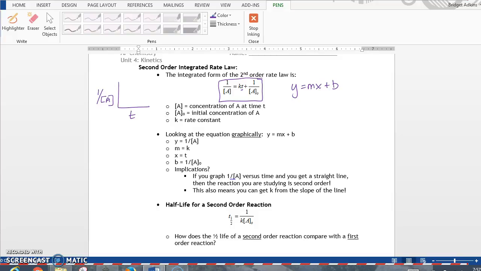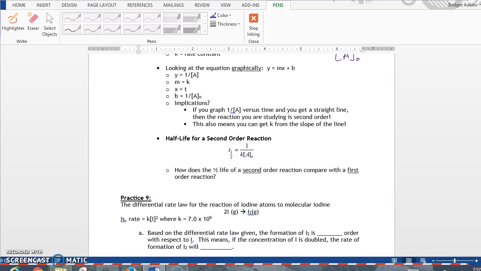Again, your y-intercept is a function of A naught, but this time it's 1 over A naught. So if your y-intercept equals 1 over A naught, then in order to solve for what A naught would be, you can plug in the y-intercept and take the inverse of it. The half-life for a second order reaction is not given on your formula sheet, and that's a clue to you that it wouldn't be asked of you on the AP exam.